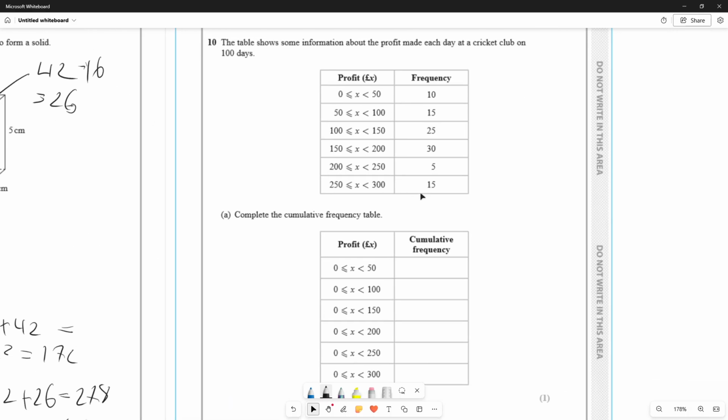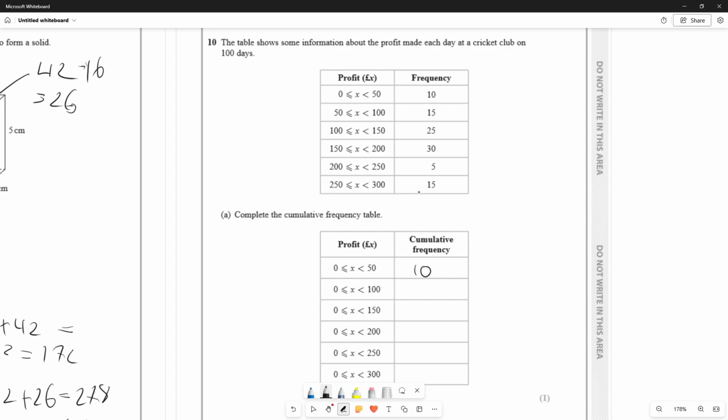Anyways, the table shows some information. Question 10. The table shows some information about the profit made each day at a cricket club on 100 days. So cumulative frequency, basically, you just add up, right? Cumulative comes from accumulate, which means to add up. So for each frequency, each time we go down, we add up. Let me show you.